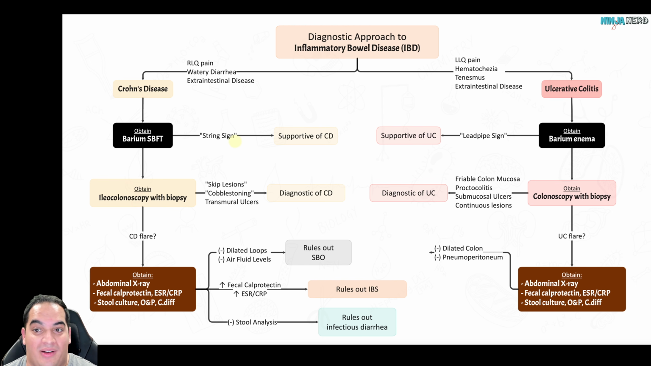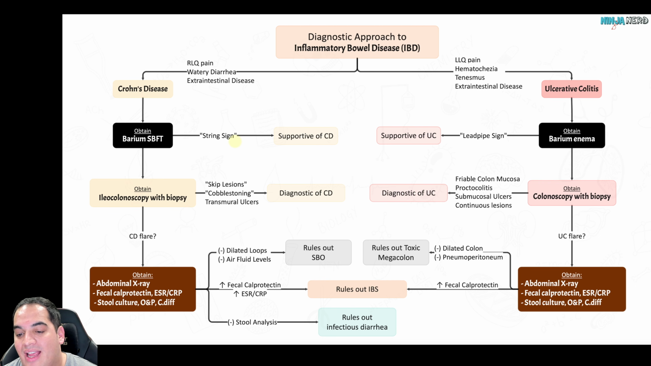If I see a pneumoperitoneum, I may be concerned that they perforated. But if I don't see a dilated colon, I don't see a pneumoperitoneum, it's highly unlikely that they have toxic megacolon, which is really important, all right? So that adds to the utility that it helps to rule out toxic megacolon. If I check, again, that fecal calprotectin and it's elevated and the ESR and CRP are elevated, it tells me there's definite inflammation of the bowel wall and inflammation in the vicinity of the GIT, and it's not IBS, so that helps with this utility here.